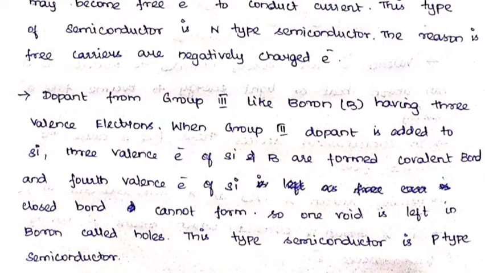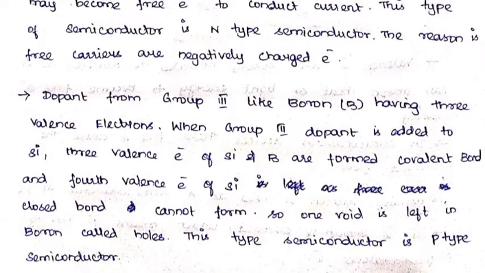If we add a group 3 element as a dopant, like boron, it has 3 valence electrons. When it is added to silicon, 3 valence electrons of silicon and 3 valence electrons of boron form covalent bonds, and the 4th valence electron of silicon is bound to a void space which is left in the boron. This void space carries a positive charge, which is named a hole.